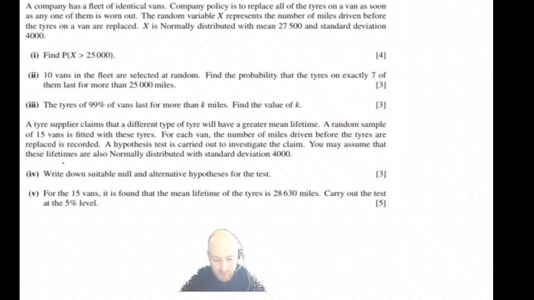So a company has a fleet of identical vans. So X, the variable we're talking about, is the number of miles driven before the tires are replaced. X is normal. We've got mean, we've got standard deviation. That's why it's worth so much. Back then you couldn't use calculators. So part A says it's worth 4 marks. You can just type that in and do it in 2 seconds. So it's definitely not worth 18 marks anymore. 10 vans in the fleet are selected at random.